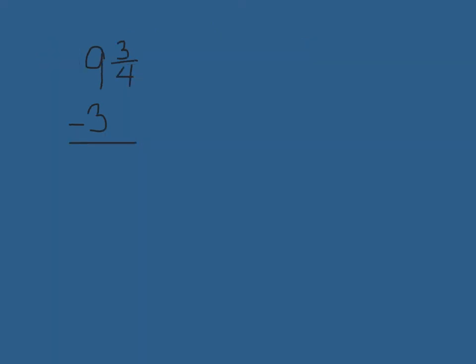Sometimes you'll be subtracting mixed numbers and whole numbers. So if the top number has a fraction and the bottom number does not, well then you don't need to worry about the fraction. You're just going to bring that fraction straight down because you're not subtracting anything from it. Now you subtract your whole numbers. 9 minus 3 equals 6. So it's 6 3/4. Those are pretty straightforward and easy.